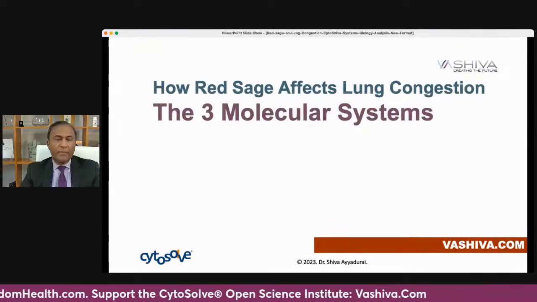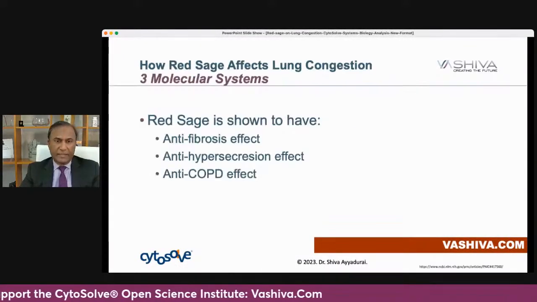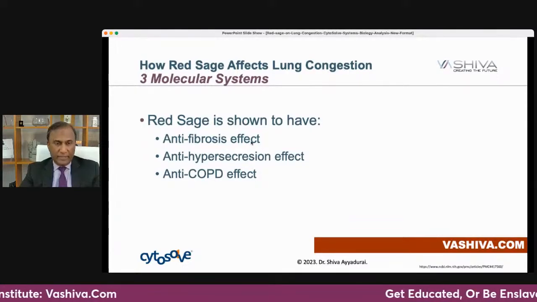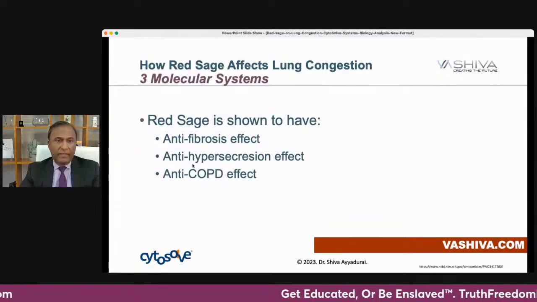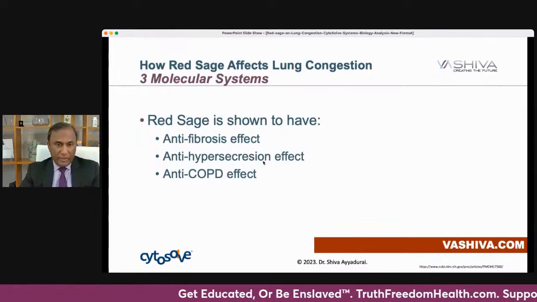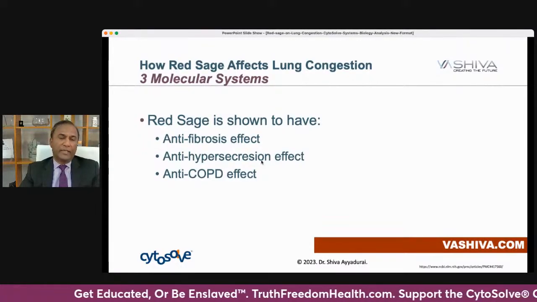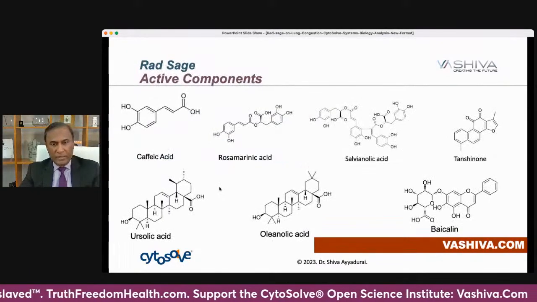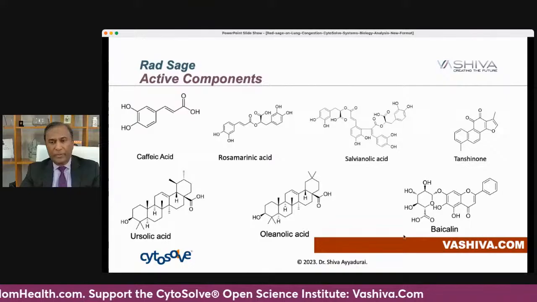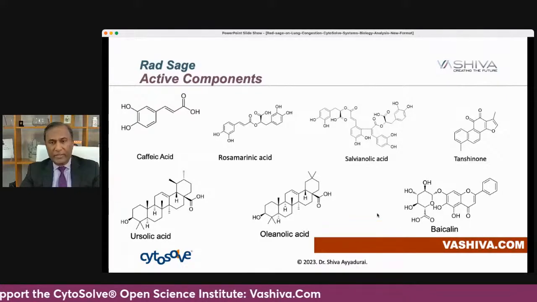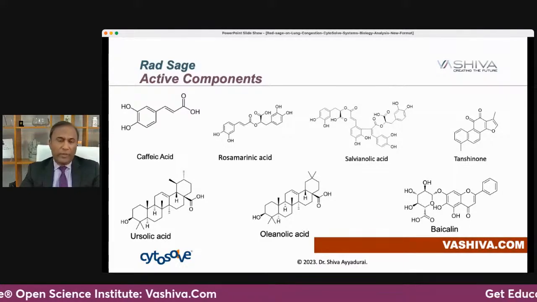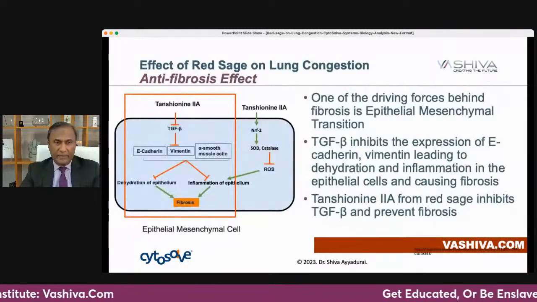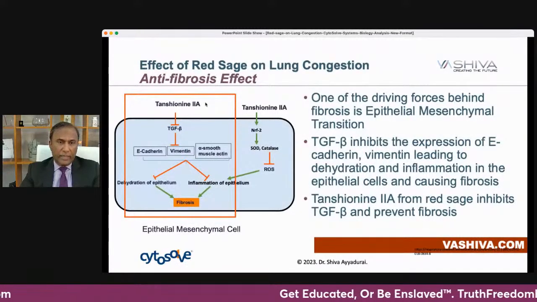So there are 3 molecular systems that get affected by red sage. Red sage is shown to have an anti-fibrosis effect, which means it reduces scarring, anti-hypersecretion, right? So make sure that your body doesn't put out all this mucus, and anti-COPD effects. This is pretty cool, so let's look at it. Remember, these are the active components we talked about in red sage. These are out of those 21, the 7 that are apparently very active. So tanshinone 2A is one of the compounds in red sage. And look what it does.